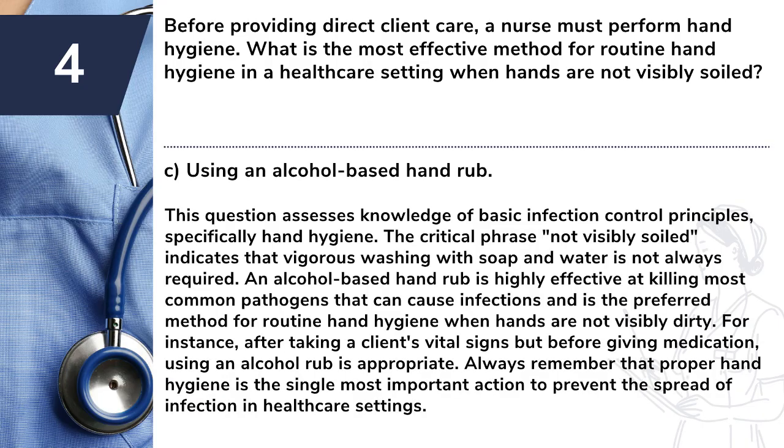Answer: C. Using an alcohol-based hand rub. This question assesses knowledge of basic infection control principles, specifically hand hygiene. The critical phrase, "not visibly soiled," indicates that vigorous washing with soap and water is not always required. An alcohol-based hand rub is highly effective at killing most common pathogens that can cause infections and is the preferred method for routine hand hygiene when hands are not visibly dirty.